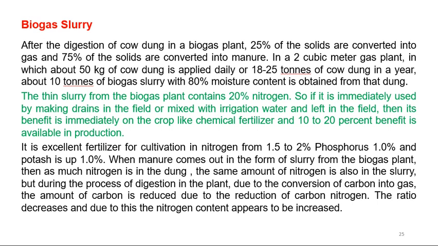But during the process of digestion in the plant, due to the conversion of carbon into gas, the amount of carbon is reduced. Due to the reduction of carbon, the carbon to nitrogen ratio decreases, and due to this, nitrogen content appears to be increased.